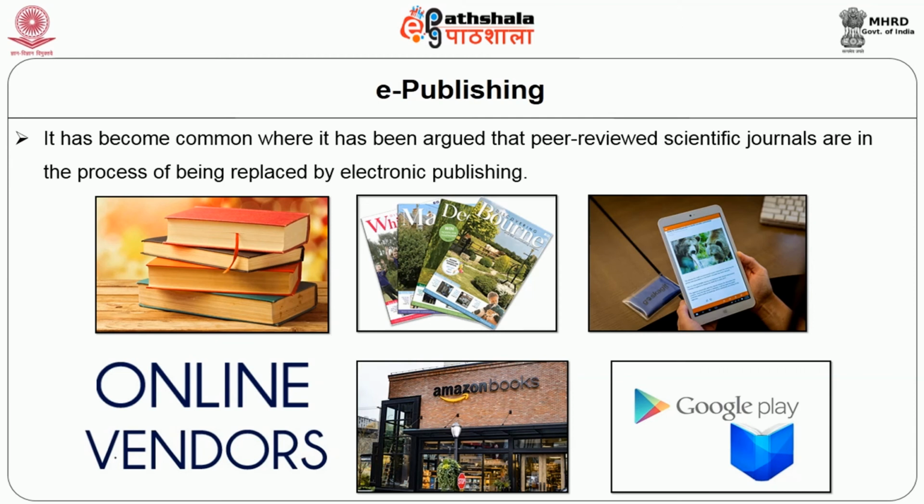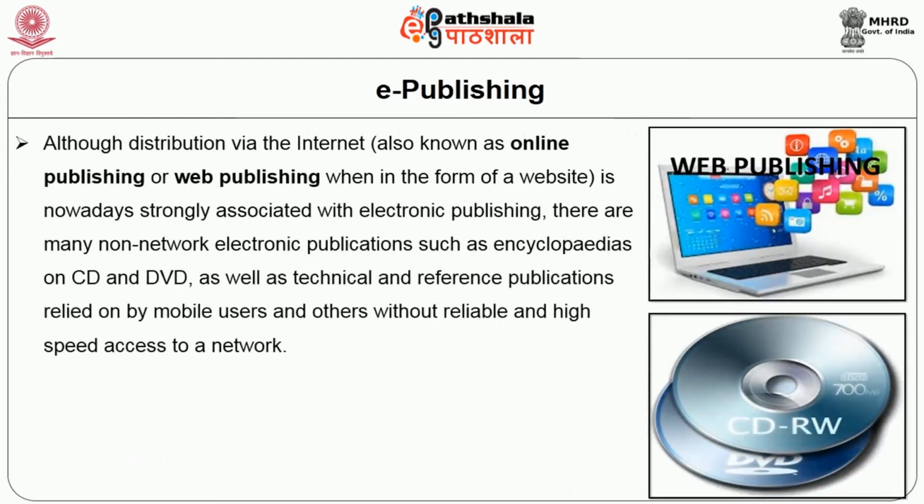It is also becoming common to distribute books, magazines and newspapers to consumers through tablet reading devices, a market that is growing by millions each year, generated by online vendors such as Amazon Bookstore for Kindle and books in the Google Play Bookstore. Although distribution via the internet, also known as online publishing or web publishing, when in the form of a website, is nowadays strongly associated with electronic publishing.